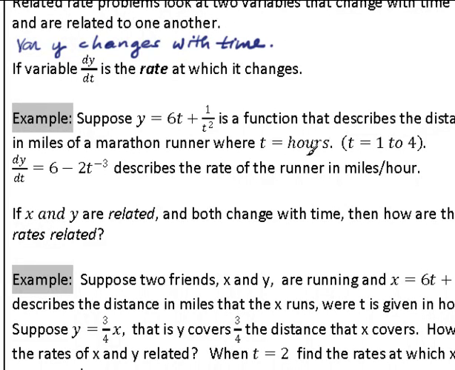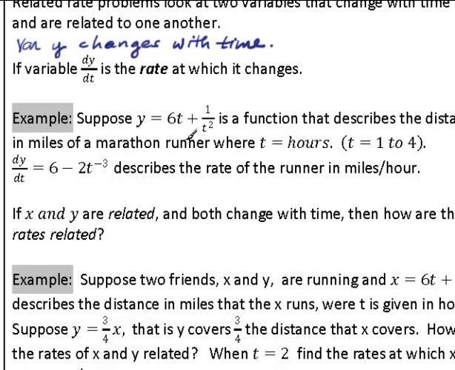So here we have a concrete example. It says, suppose that y is equal to 6t plus 1 over t squared is a function that describes the distance in miles of a marathon runner when t is hours. And let's assume that t is equal to 1 to 4. So that means at hour 1, you can substitute in the distance, and after hour 1, the runner has run 6 plus 1, or 7 miles.